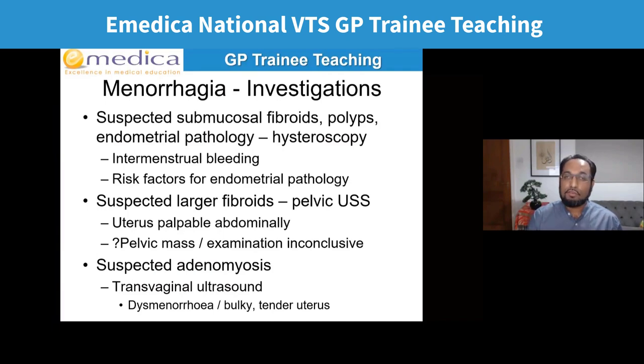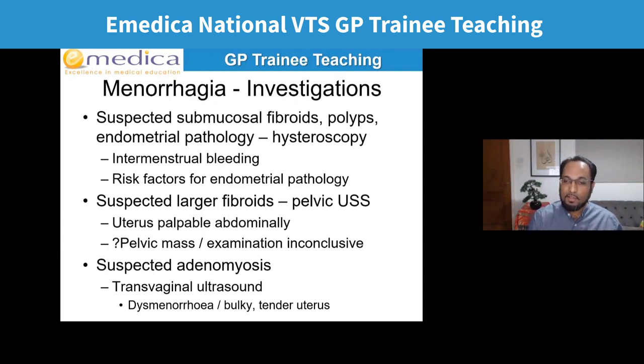Okay, if you suspect that they've got larger fibroids, then pelvic ultrasound, so transabdominal ultrasound, will be the investigation of choice. Examples of things that would make us think of that are that on abdominal palpation the uterus is palpable. It wasn't for this lady. Or that you might feel a pelvic mass, or the examination is inconclusive. A good example of that is sometimes if you've got a patient who is obese or morbidly obese, it might be difficult to do a bimanual examination and you're not sure, then you might send for a pelvic ultrasound, which is transabdominal.